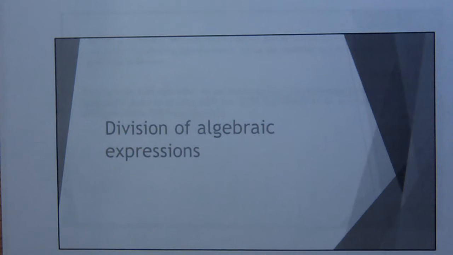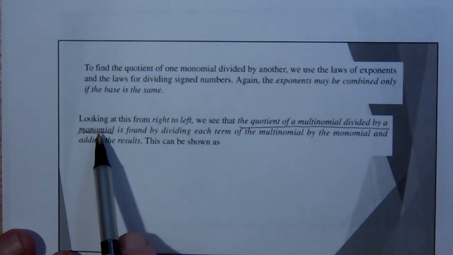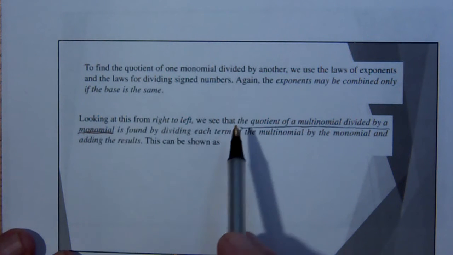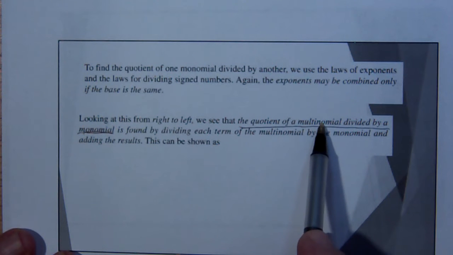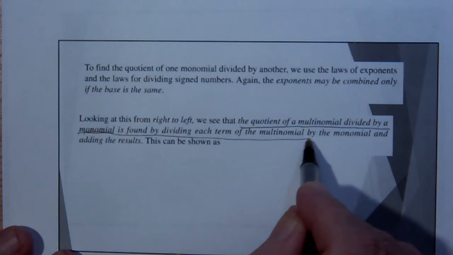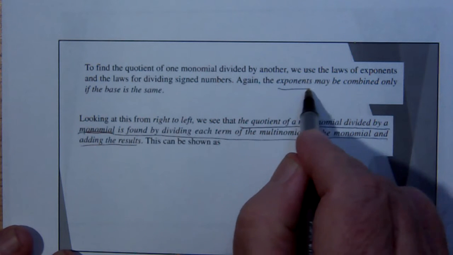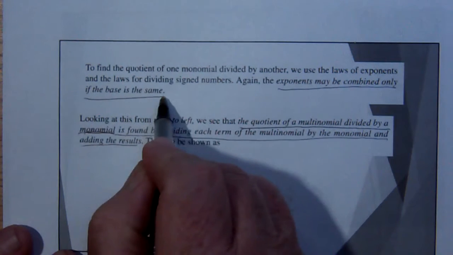This video is about division of algebraic expressions. So, when the denominator is a monomial, the quotient of a multinomial divided by a monomial is found by dividing each term of the multinomial by the monomial and adding the results. Each time, exponents may be combined only if the base is the same. Let's look at an example of this.